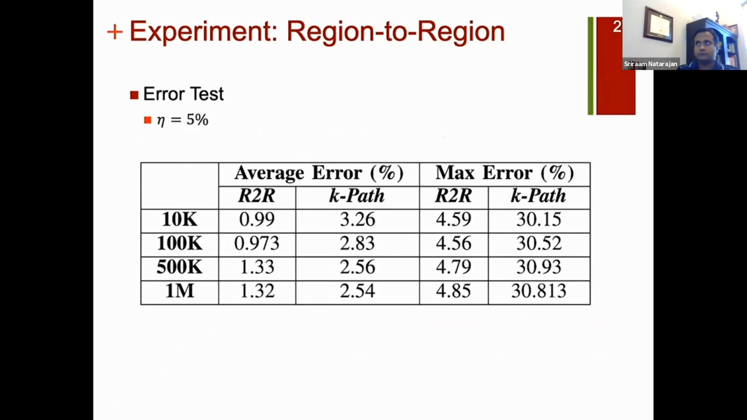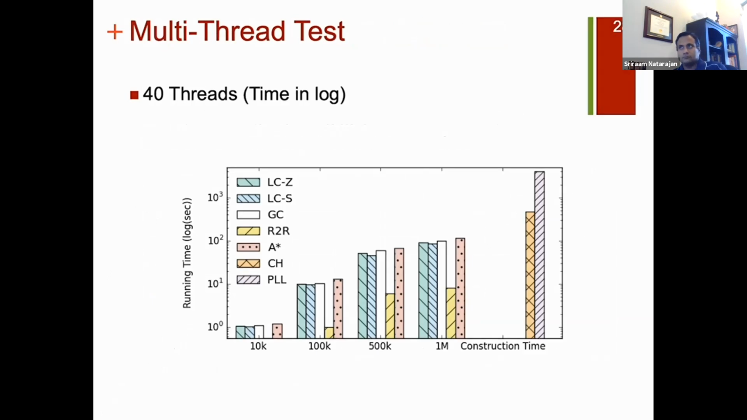We set our error bound as 5%, and as proven in this table, the maximum errors are all bounded by this 5%, and the actual error is just around 1%. This is a set of experiments in the multi-thread test. All the times are actually in log seconds. Still the region to region is the fastest.